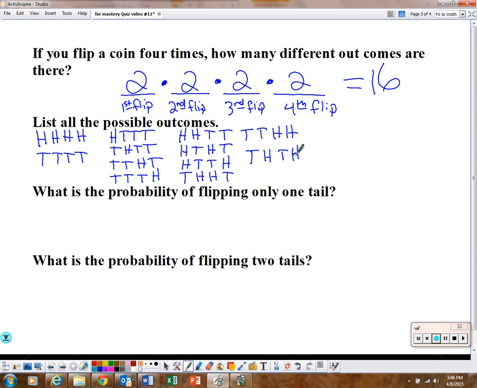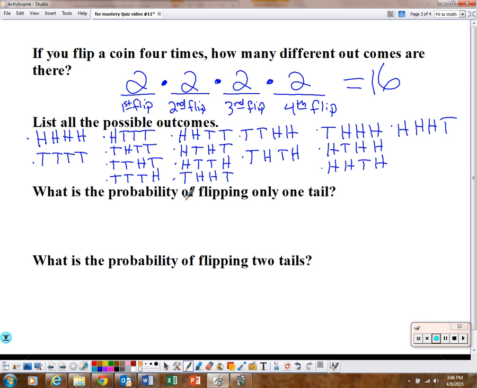Now I'm going to do one tail. So we've got tail, heads, heads, heads, heads, tails, heads, heads, heads, heads, tail, heads, and heads, heads, heads, tails. All right, I should have 16. So I count 1, 2, 3, 4, 5, 6, 7, 8, 9, 10, 11, 12, 13, 14, 15, 16. 16 outcomes. Okay, if you miss some, it's going to be kind of hard to answer the next question.